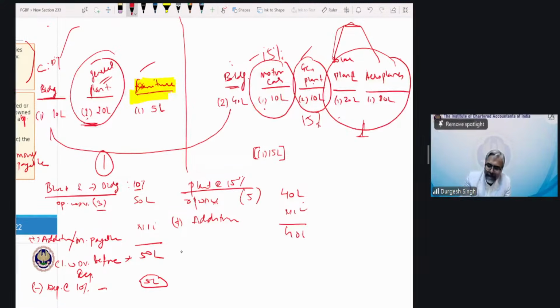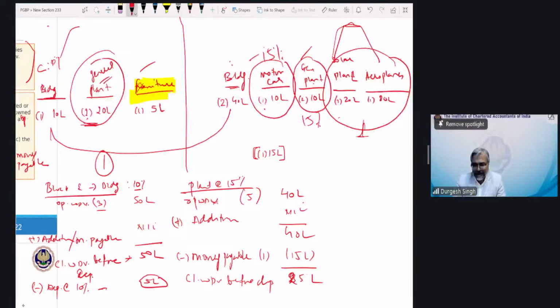And then, do you have any money payable? Yes. Students, money payable is there. One motor car has been sold. And then you get how much? 15 lakhs. And then, students, you have a closing WDV before depreciation. How much is the amount? 25 lakhs. So 25 lakhs is the closing WDV, students, before depreciation.